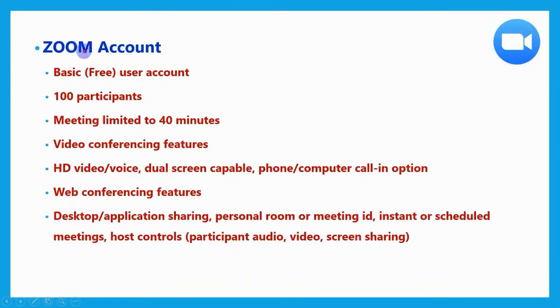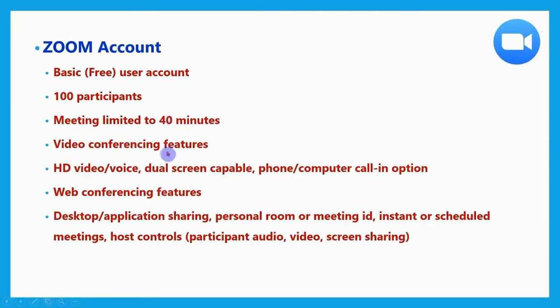So basically, if you log in or sign up to a Zoom account with your Gmail account, that is your personal account, it is set as a free or basic user account. From that account, 100 participants can participate in the video conferencing, and the meeting is limited to 40 minutes. That is, the meeting is 30 minutes plus 10 minutes grace time. So 40 minutes can be called for a meeting.